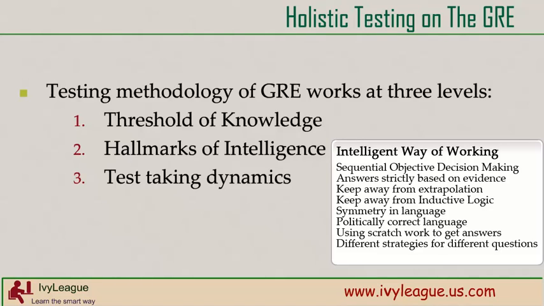Such intelligent people understand the importance of evidence-based reading comprehension and keep away from extrapolation and inductive logic. They also have a tendency to look for symmetry in constructing their sentences and keep away from politically incorrect or extreme language. They also do not rely on their memory and have an inclination for doing scratch work or rough work to calculate their answer accurately. Moreover, they use different strategies to do different kinds of questions.